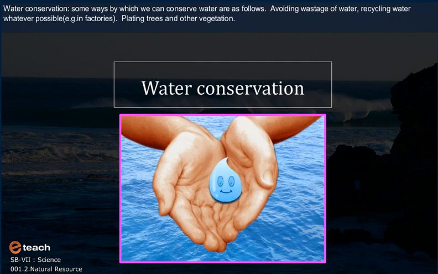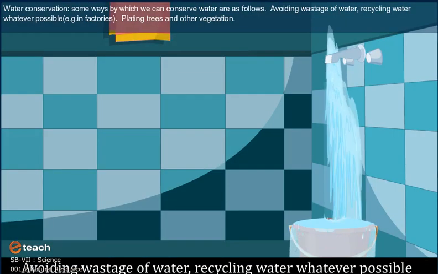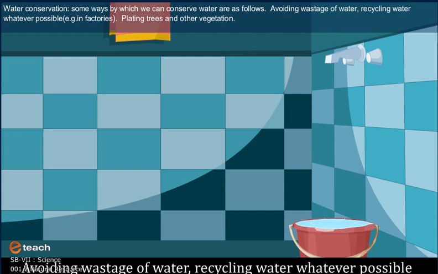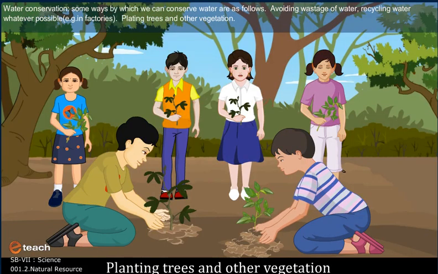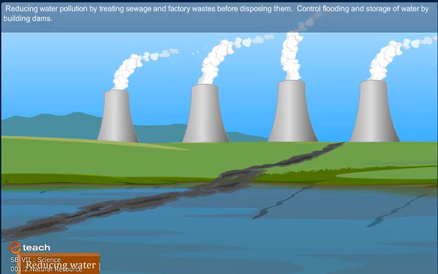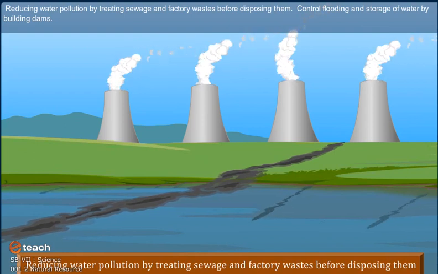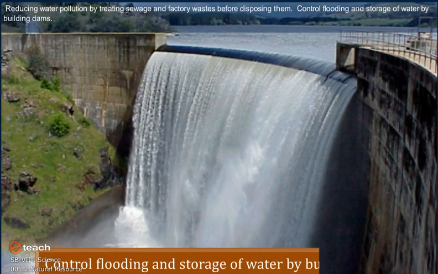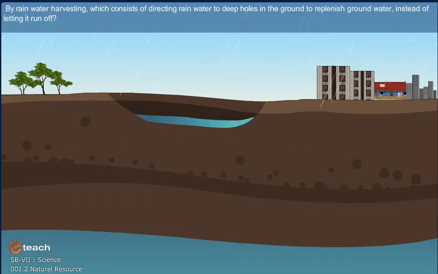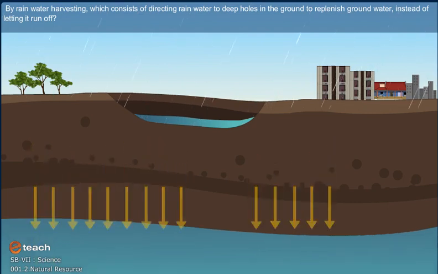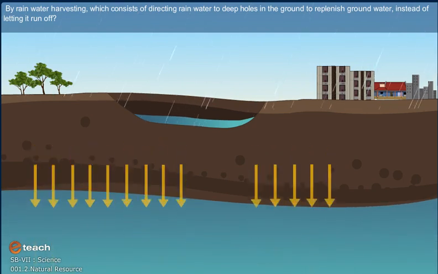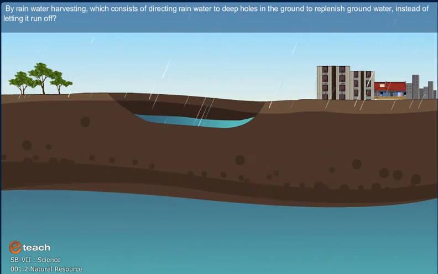Water conservation. Some ways by which we can conserve water are as follows: avoiding wastage of water, recycling water wherever possible, that is, in factories, planting trees and other vegetation, reducing water pollution by treating sewage and factory wastes before disposing them, controlling flooding and storing water by building dams, and rainwater harvesting, which consists of directing rainwater to deep holes in the ground to replenish groundwater instead of letting it run off.